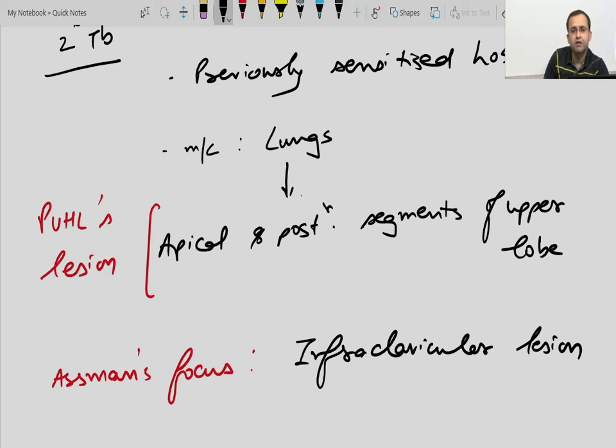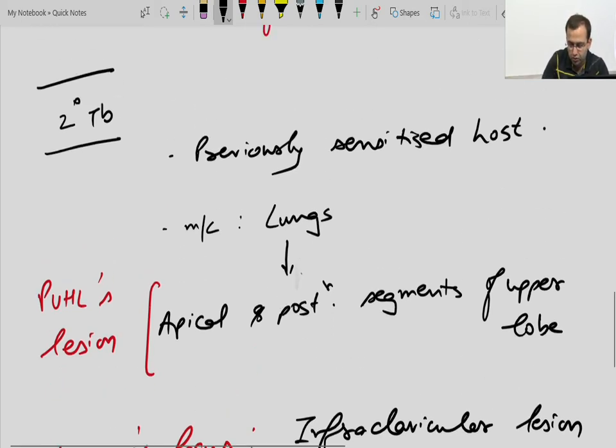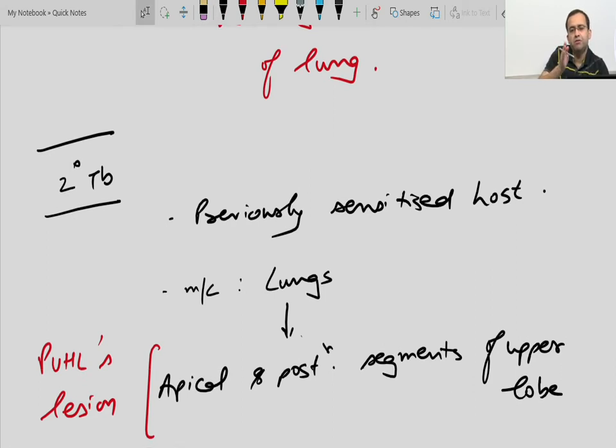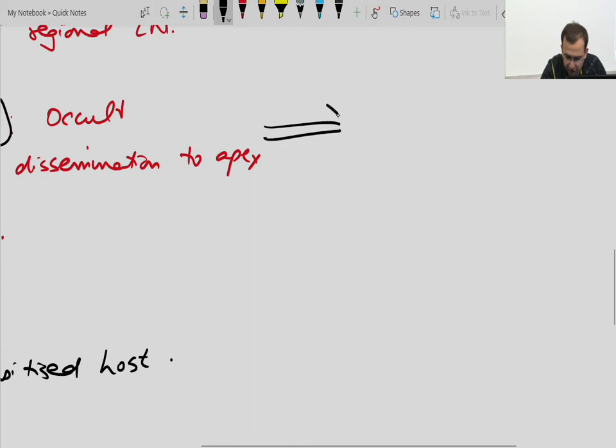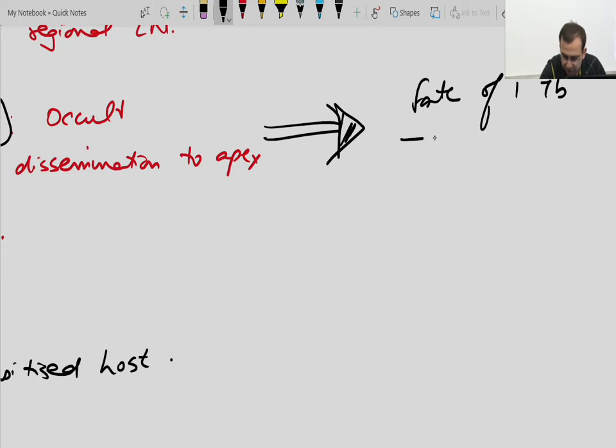Assman's focus, which is the infraclavicular lesion. So we have seen that primary TB was in an unexposed host, secondary is a previously exposed host. So do all patients of primary TB progress to secondary TB? Of course not. So this gets us to fate of primary TB. What is the most common fate of primary TB?